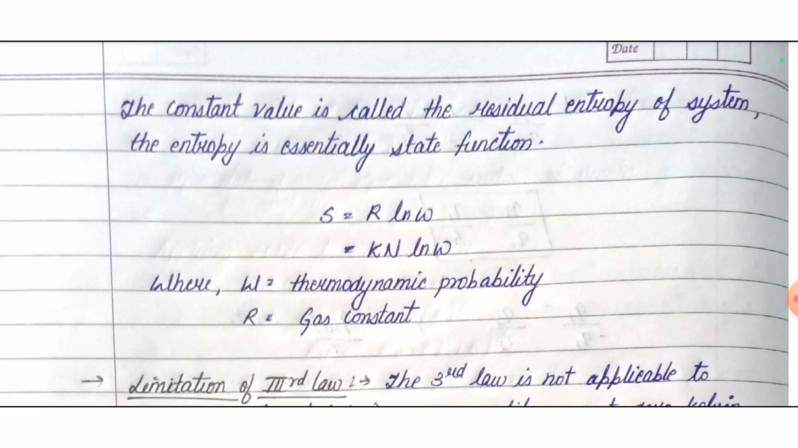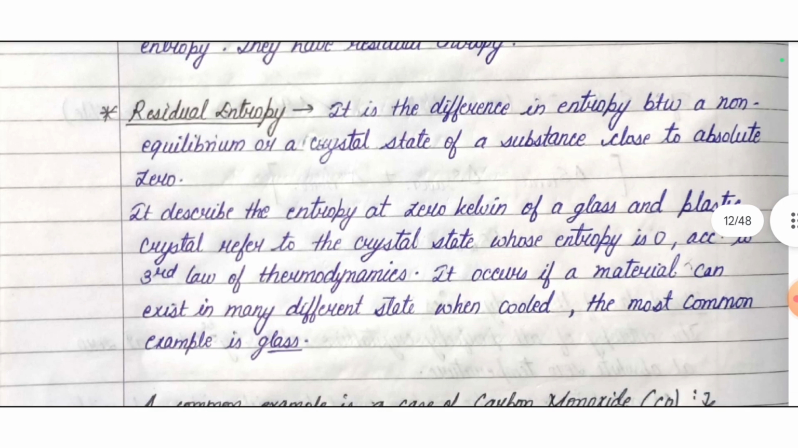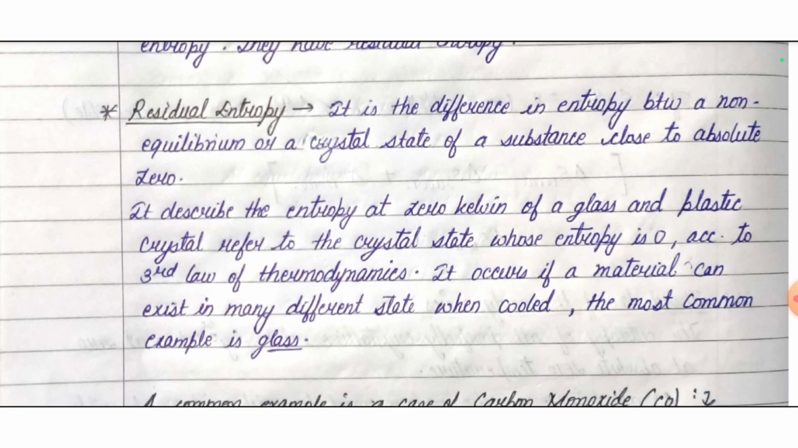The entropy is essentially a state function. S equals R ln W, equal to k n ln W, where W is the thermodynamic probability and R is the gas constant. Limitations of the third law: the third law is not applicable to supercooled liquids, gases, and solids. Even at 0 Kelvin, they have residual entropy.